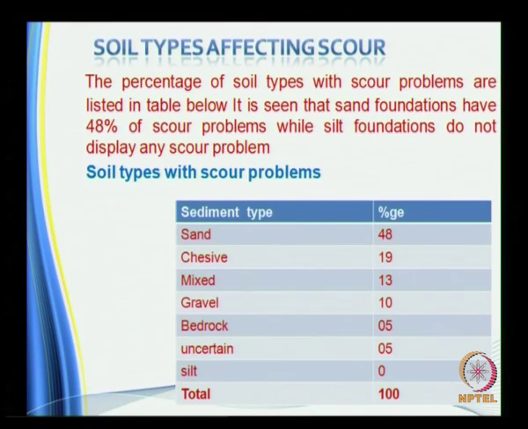Soil types affecting scour. The percentage of soil types with scour problems are listed below. It is seen that sand foundations have 48% of scour problems, while silt foundations do not display any scour problem. The percentage is given on the right hand side and the sediment size is given on the left hand side. So sand has the maximum percentage. All this information is available in the list of references given at the end of the lecture material.